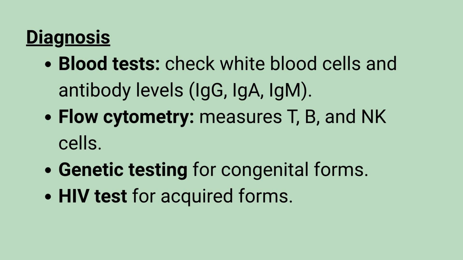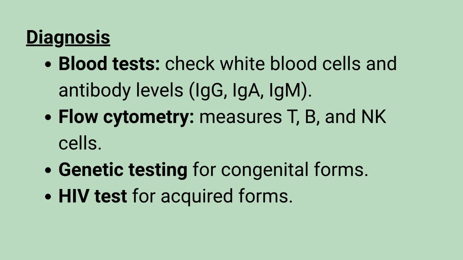Antibody levels such as IgG, IgA, and IgM. These are immunoglobulins made by B cells. Low levels indicate that the body is not making enough antibodies to fight infections. For example, low IgA levels point to selective IgA deficiency.